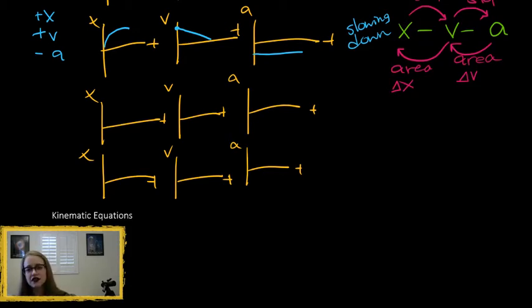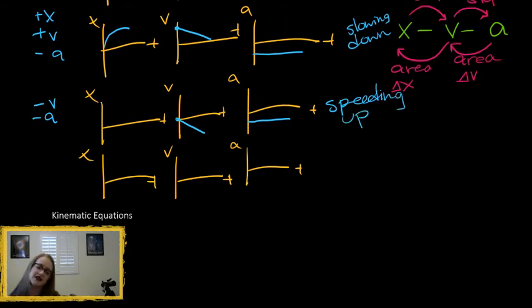Let's do a different case. Let's say our velocity was 0, but then went into the negative. Well, the slope of this line is negative. So we have a negative velocity and a negative acceleration. This object is speeding up. It might seem counterintuitive, but think about that velocity value getting larger in the negative direction. So this object is speeding up.